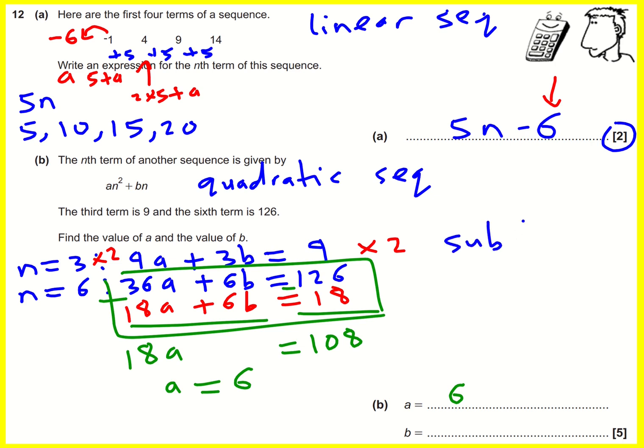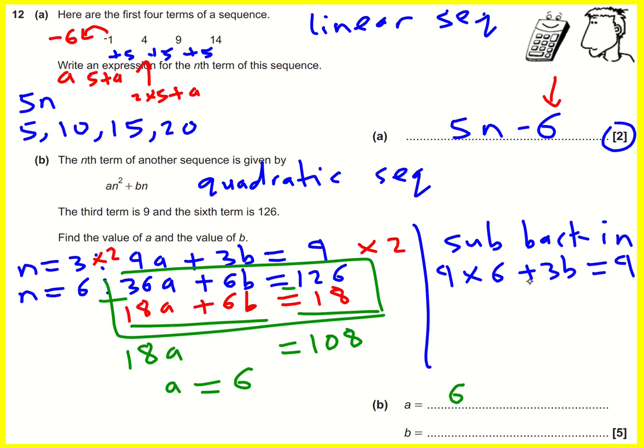Sub back in. So it's going to be 9 times 6, because I now know that a is 6, plus 3b equals 9. That's 54. So 3b is going to be 9 minus 54. That's equal to 45, minus 45, I should say. Let me just do that again. I've not made the minus very clear. Minus 45. And then if I divide through by 3, I'm going to get that b is equal to minus 15.